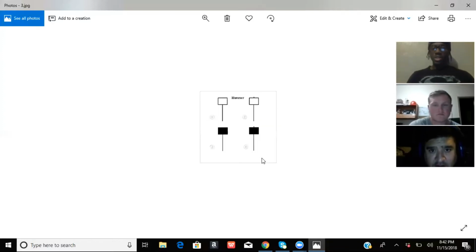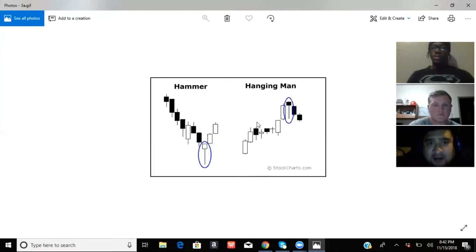Here goes some more, just to show you different ratios of it. Even if you have a little peek of a wick up here, it's not too crazy, so it is still a hammer. So hammer means indecision. Every single candlestick I'm going to go over is just a representation of indecision. Like I said, it'll come together at the end, but every single one represents indecision.